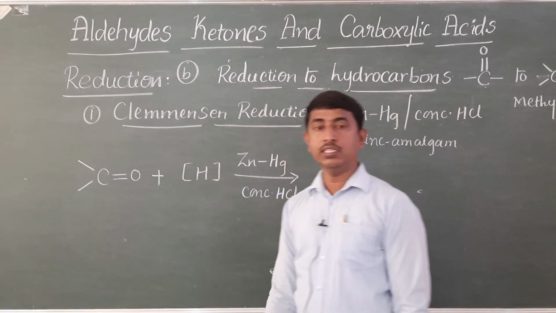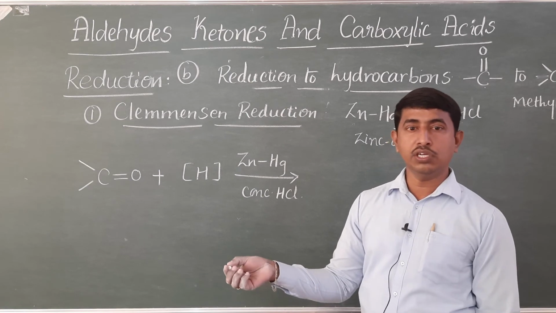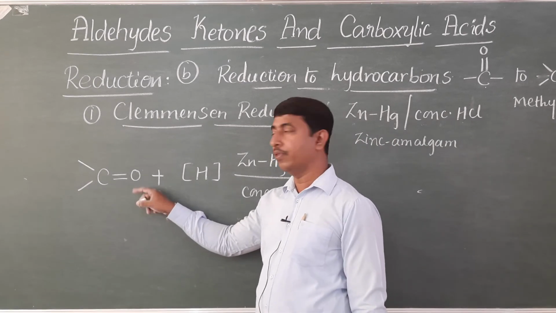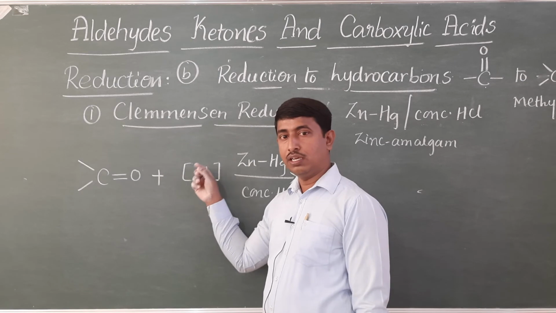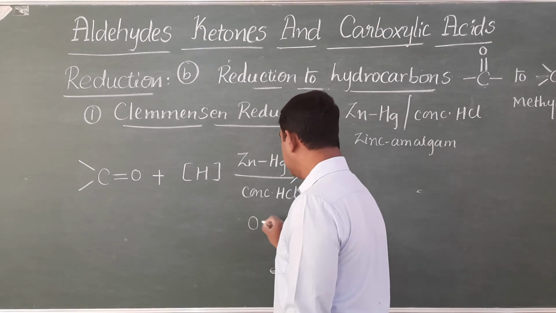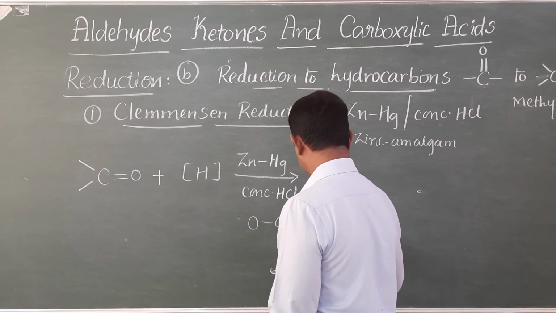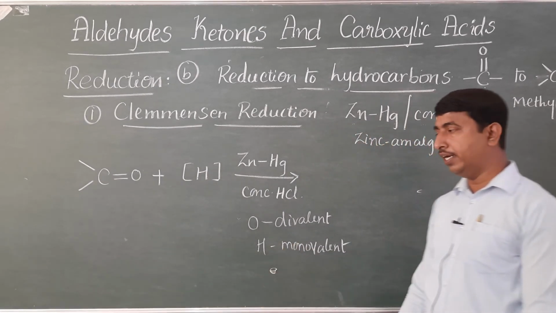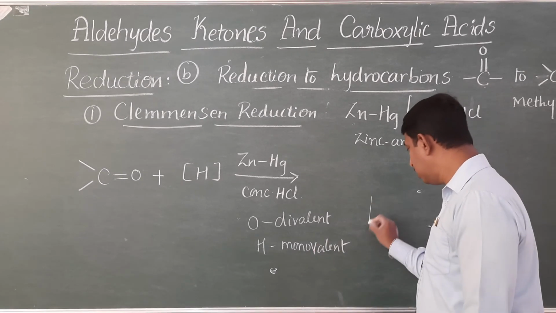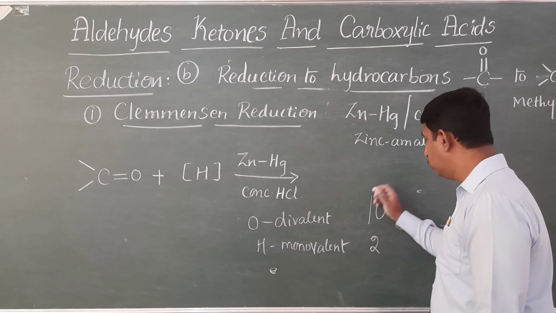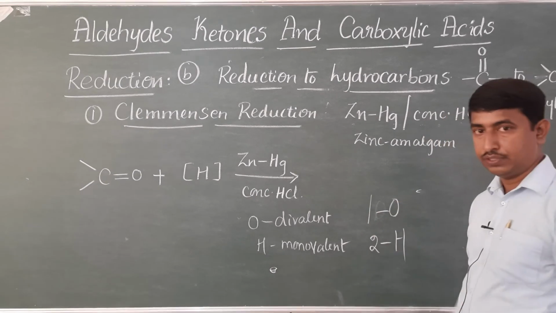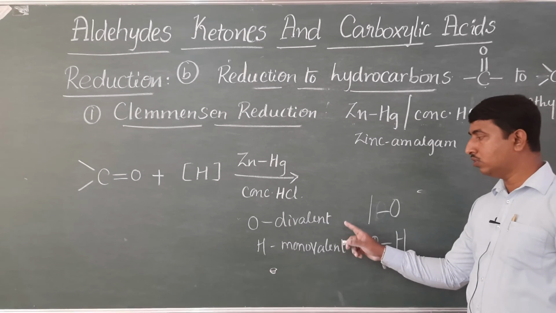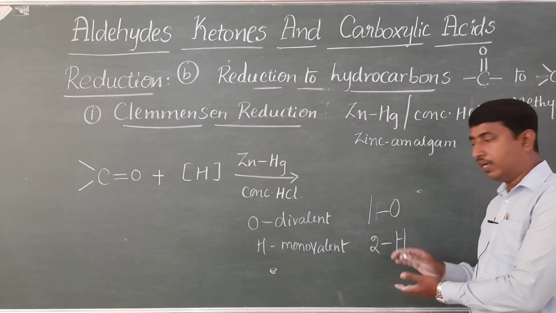So, aldehyde or ketone is subjected to reduction by the reducing agent zinc amalgam in concentrated HCl. What happens to C double bond O? What is reduction? Removal of oxygen, addition of hydrogen. Here we can see one oxygen atom. Remove this oxygen and in its place add hydrogen. We know that oxygen is divalent and hydrogen is monovalent. If we remove one oxygen, then we have to add two hydrogens to complete the valency. In the place of one oxygen, I have to add two hydrogens.